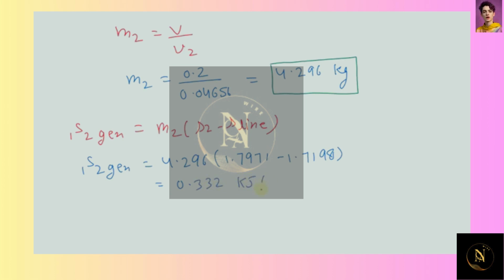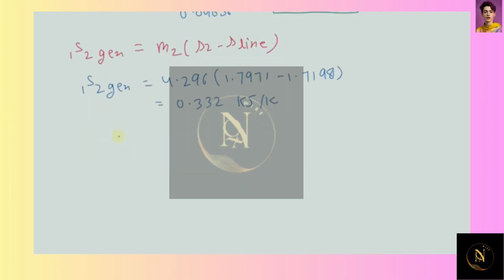0.332 kilojoule per Kelvin. Now let's apply the formula to calculate irreversibility, and we know that it is equal to ambient temperature T0 multiplied by S generation during process 1 to 2. Now let's substitute all the values, so we will have irreversibility is equal to 298 multiplied by 0.332. When we further calculate, finally we get irreversibility is equal to 98.95 kilojoule. So this is the final answer for this problem.